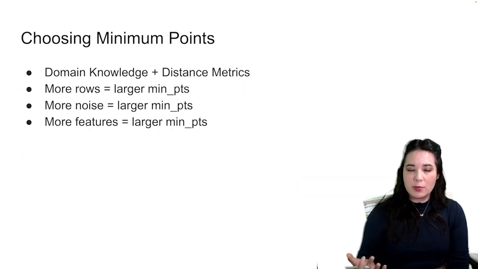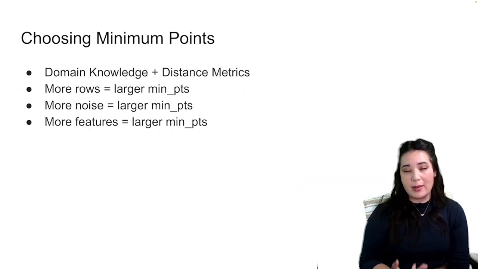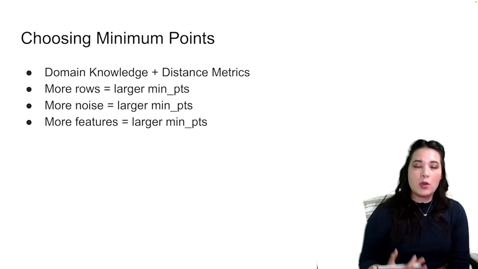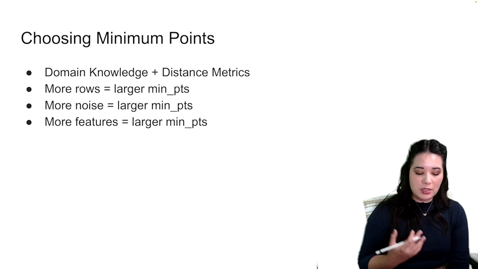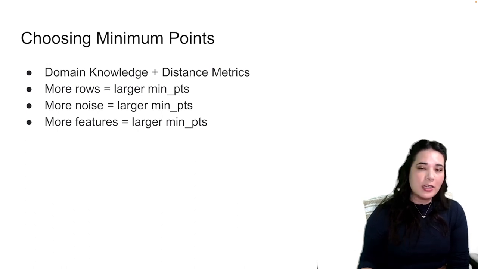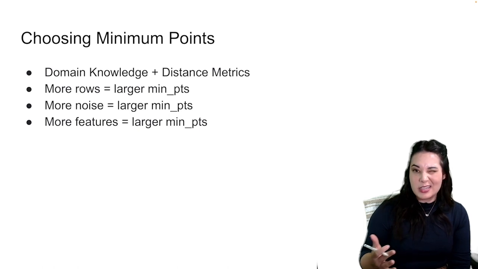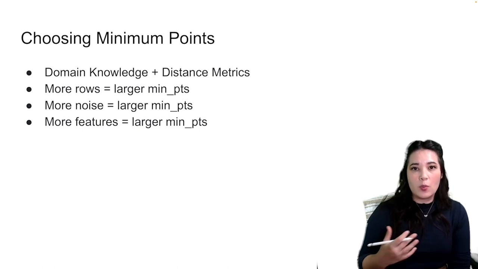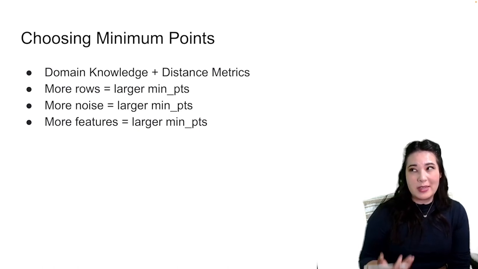So I mentioned before that we have to choose these two hyperparameters, and I didn't really tell you how to find that. Well, one way to choose min points is to use your domain knowledge or your distance metrics. If you look at your data, you can get at least a rough idea of what a good distance would be. Now, it's hard to visualize high dimensional data, but you can at least look and see, okay, how many neighbors do data points have?